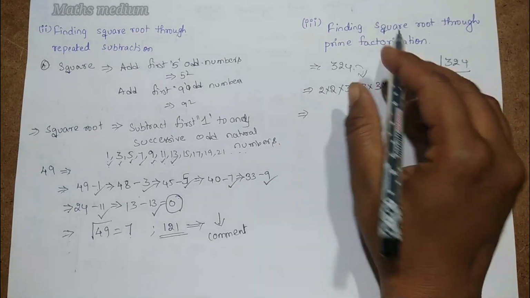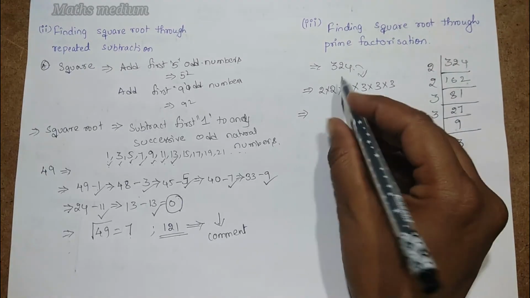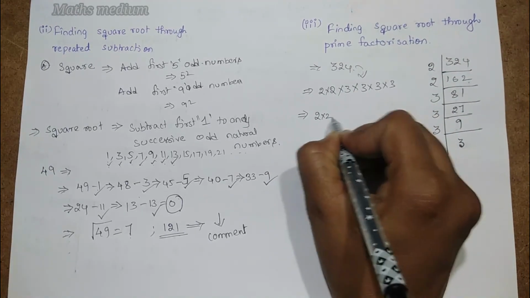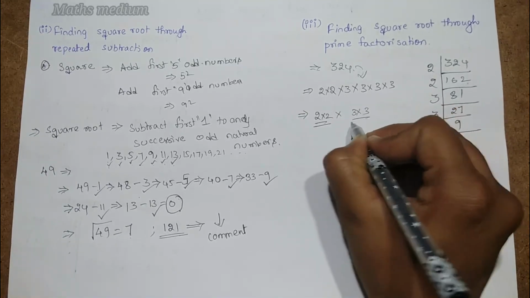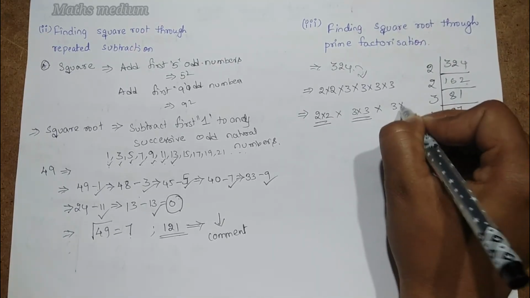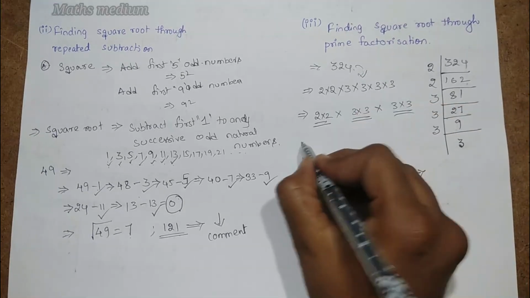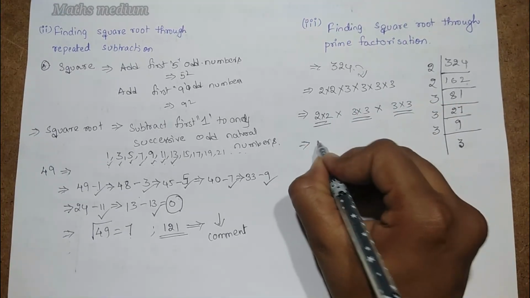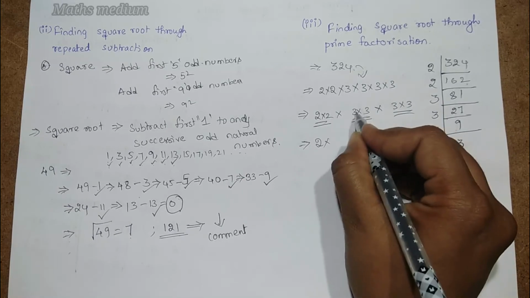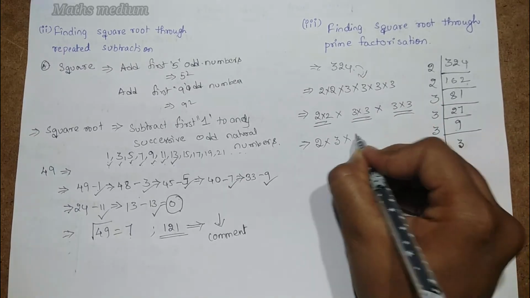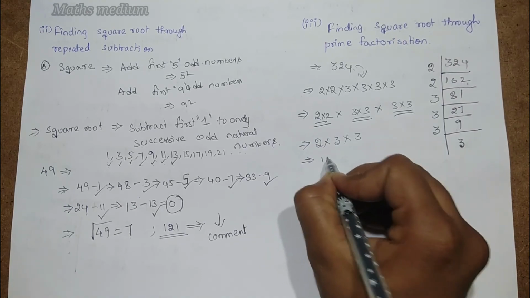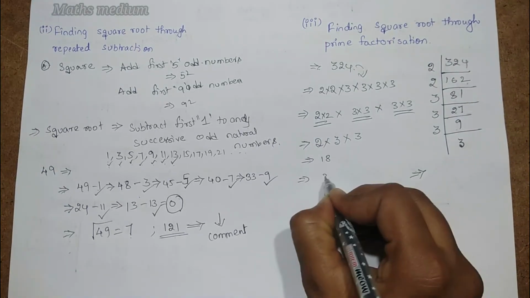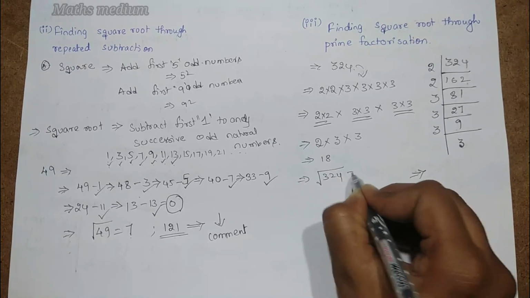Now to find the square root of the given number, make pairs of the same numbers. This is one pair, this is another pair, and this is another pair. Now take one number from each pair. So this is 2, from this 3, from this again 3. Now 2 3s are 6, 6 3s are 18. So the square root of 324 is equal to 18.